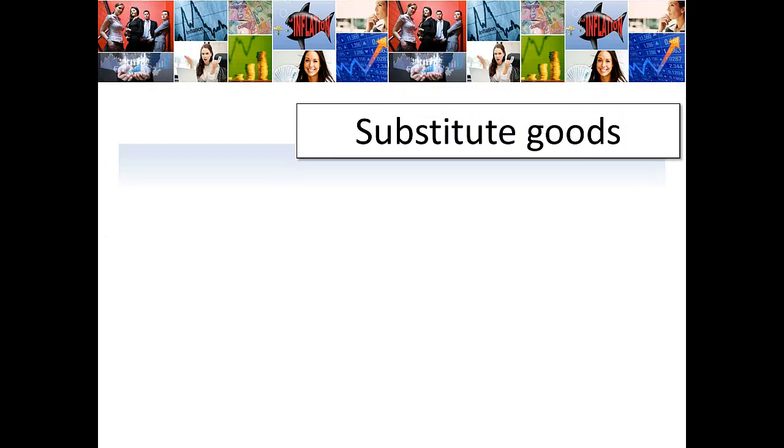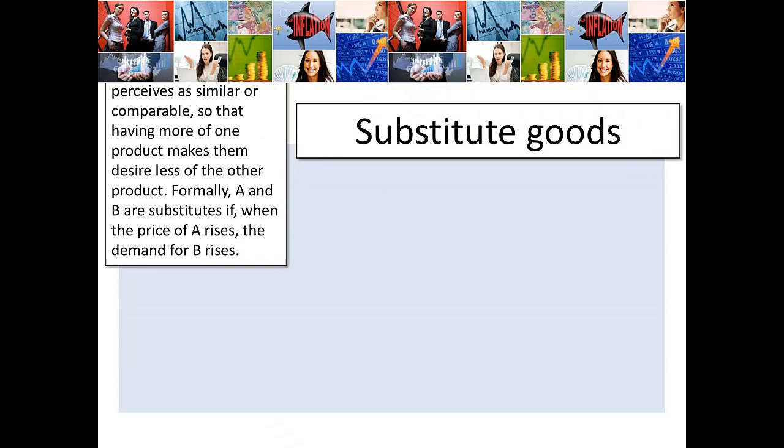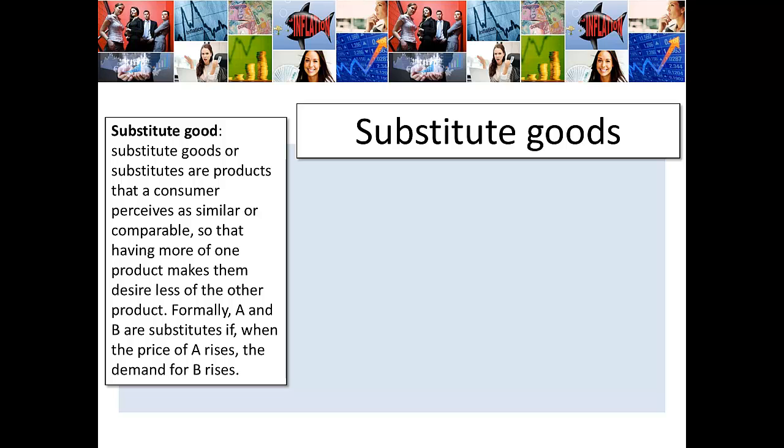Okay, cross-price elasticity of demand, looking specifically for substitutes and complements and the strength of that relationship. Substitute goods.